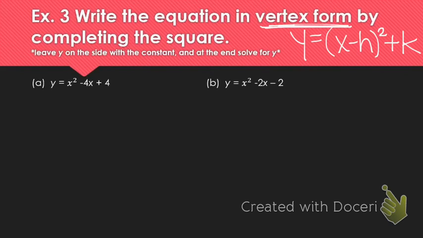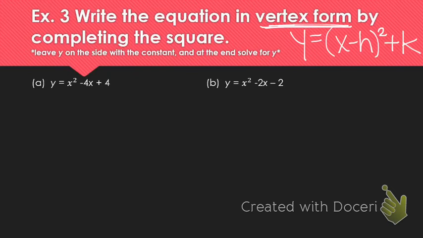So this is encouraging because we don't have to go all the way to the end and solve. We get to stop once it's in vertex form. However, you also notice there's now a y in the problem. So you'll notice my little note says leave y on the side with the constant. So we're still going to move the constant away from the x squared and the x, but now it's going to sit on a side with the y, and that's okay. All right, so with that in mind, look at letter A.